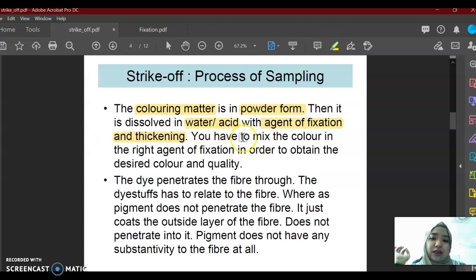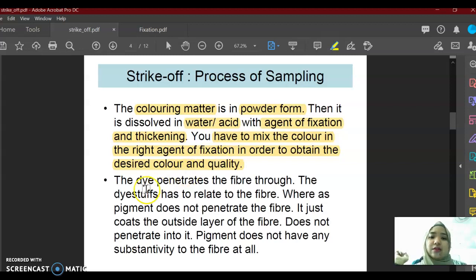Okay, you have to mix. Saya dah cakap tadi, you have to mix the colour in the right agent of fixation in order to obtain the desired colour quality. So kalau awak mix salah, kira different types of colouring matter, awak mix dengan different types of acid, they may not have the same result. So you have to know. This is what the colour chemists do. They understand the properties of different colour matter and their form and their solvent and their agent, thickening agent, and also fixation agent.